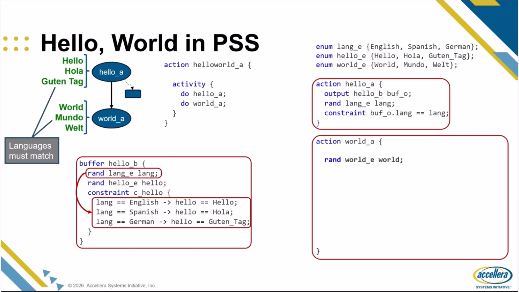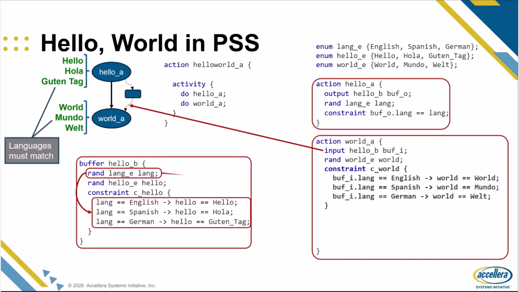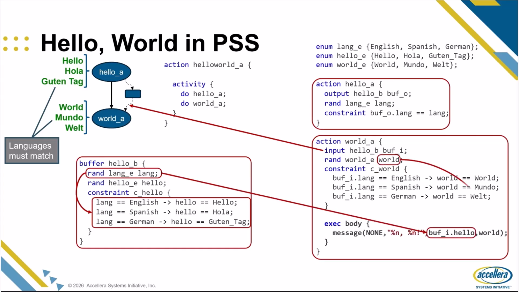Similarly, the world action is going to have the world field, and it's going to take that hello buffer as an input and have a constraint that says whatever language the input buffer is, which again matched the language from the hello, we're going to choose the world. So that way we are sharing the constraints from one action to another through the buffer. And then we have an exec body block in the world action, which is the actual implementation of that action, which in this case is going to print the string equivalent of the hello field from the hello action and the world field from the world action.